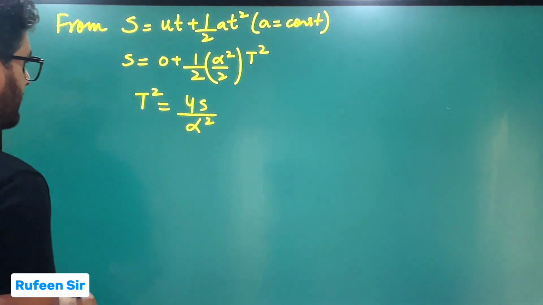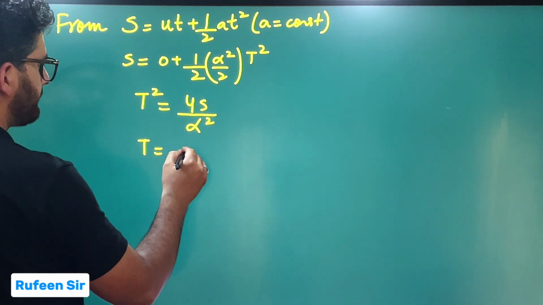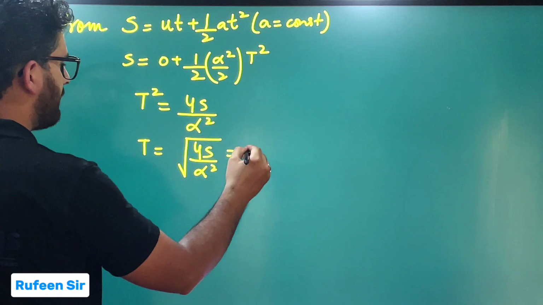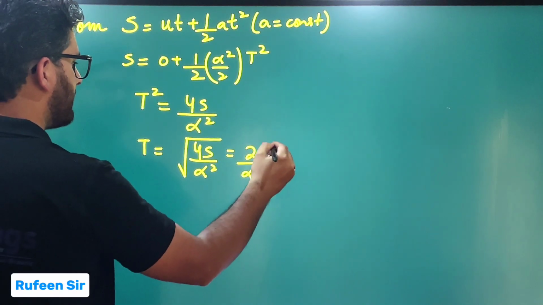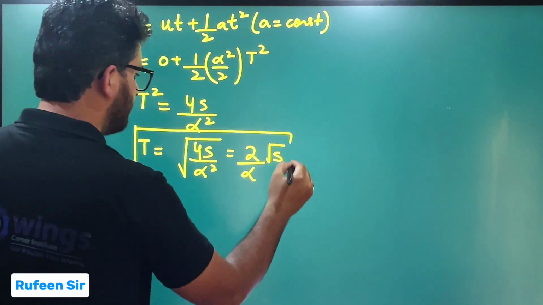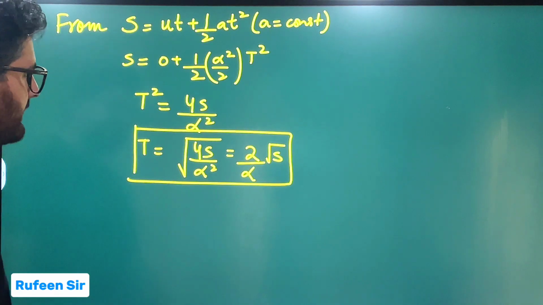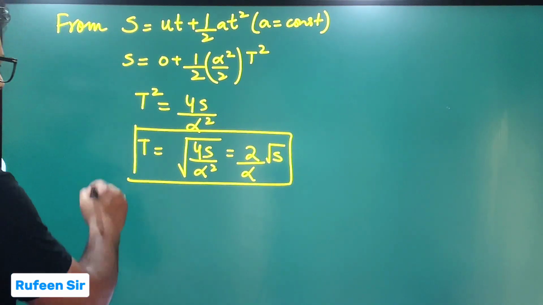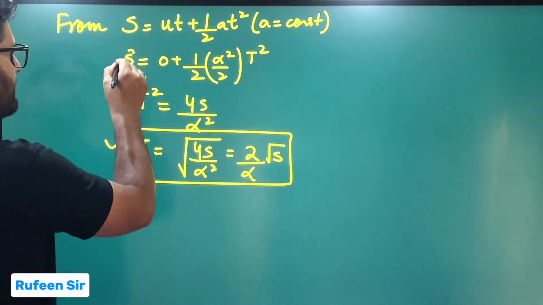How much will it be? t will be equal to root of 4s divided by alpha square. That will be 2 by alpha root s. This is the time of the journey in which it covers displacement s. This is the time t, and it covers displacement s.